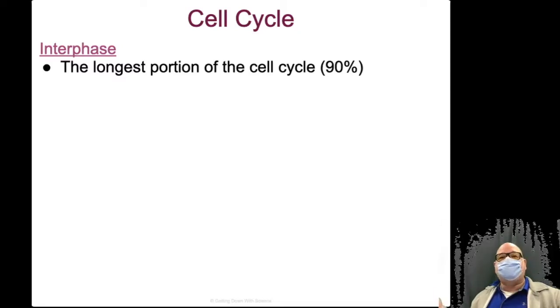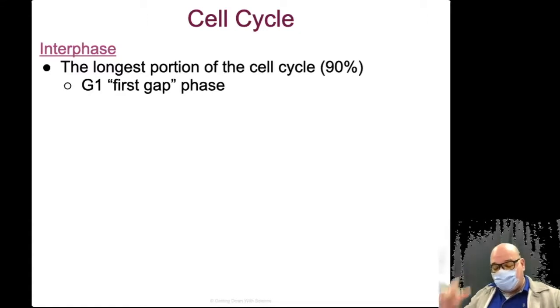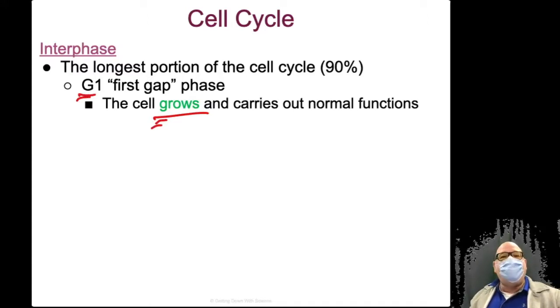Interphase is the longest portion of the cell cycle. Okay, most of the time the cell is going to be parked in interphase. So we're going to divide interphase down into a couple different sub-parts. Okay, G1, think of the G as growing. So this is where the cell's just growing, doing its normal thing. Okay, maybe this is a skin cell. It's just sitting there protecting you from the environment.